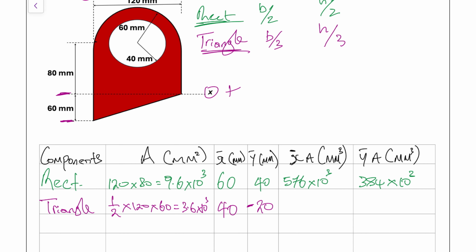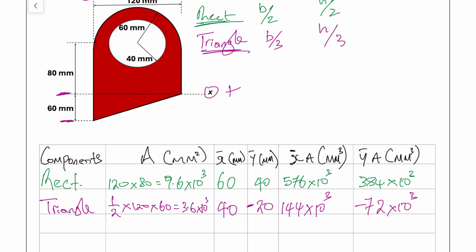So from there, we just need to multiply our X bar times our area. When we do X bar times area, that's 40 times 3.6 times 10 to the 3, and what we end up with is 144 times 10 to the power of 3. And onto the Y bar, what we have here is negative 20 times 3.6 times 10 to the 3. What we end up with here has to be negative, so it's negative 72 times 10 to the 3. So that's one thing that we need to be very mindful of.